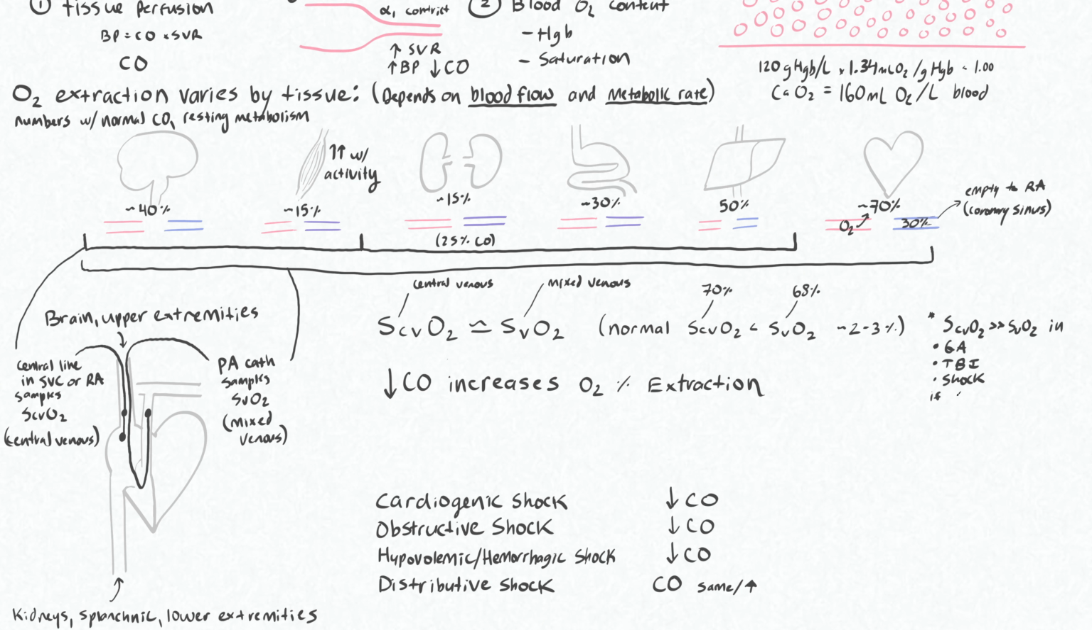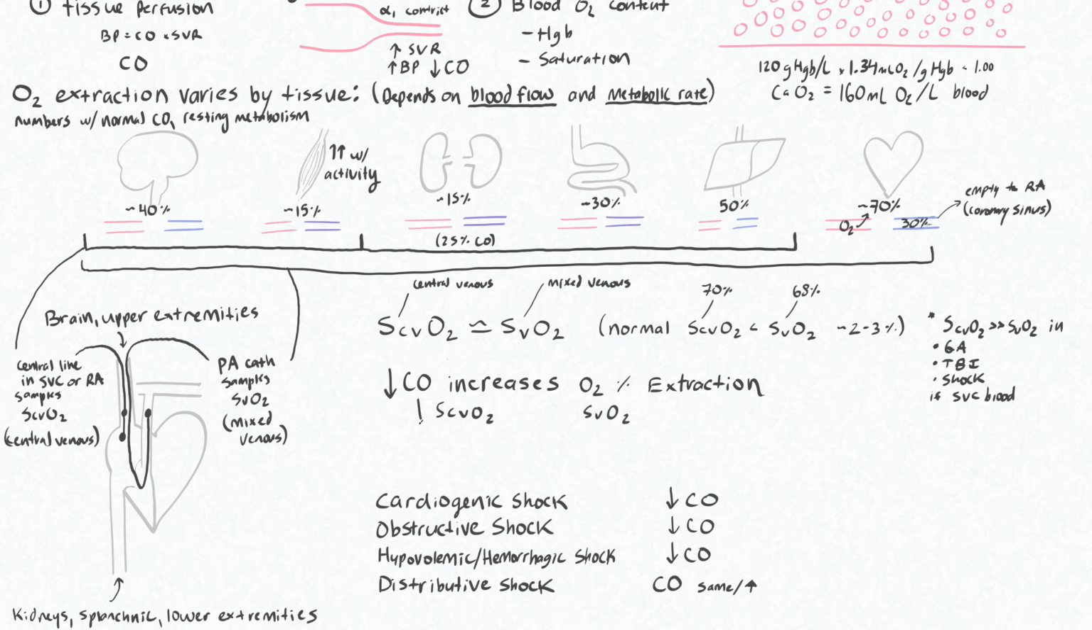This is only the case when you're only sampling the superior vena cava blood, because then the differences between the metabolic rate from your brain and the rest of your organ systems will be accentuated. Anyways, all of this to say, we have this nice way of measuring our oxygen extraction with our central venous or our mixed venous gases, and a decrease in cardiac output will increase the extraction.